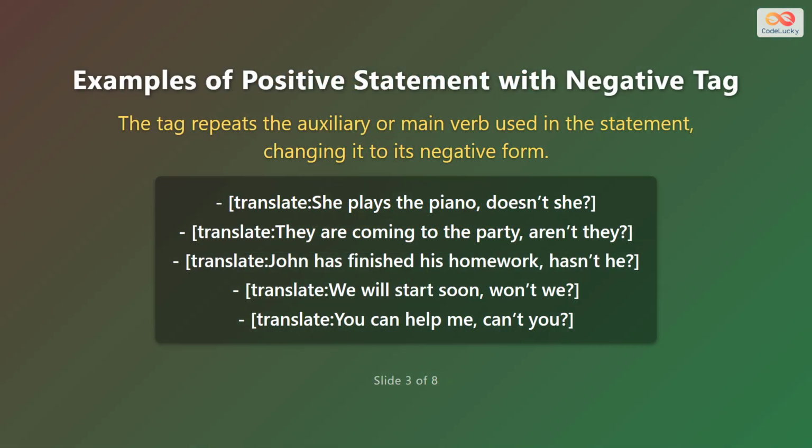In positive statements, the tag repeats the auxiliary or main verb, but in the negative form. For example, she plays the piano, doesn't she? Or they are coming to the party, aren't they? This rule applies to many verbs and tenses.